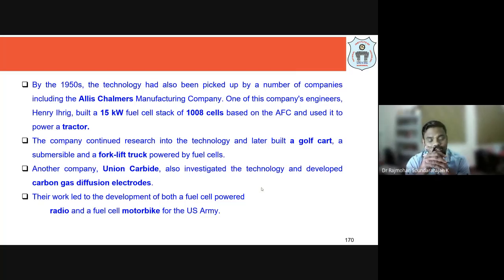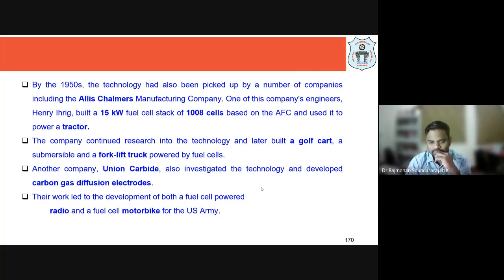And at that time another company, Union Carbide, was also investigating the technology and developed a carbon gas diffusion electrode. That time only, these gas diffusion electrodes were generated. And that work helped to develop a fuel cell powered radio and a fuel cell motorbike for the US Army.